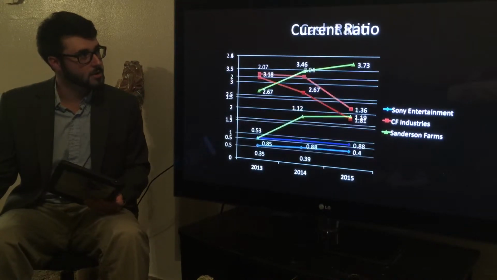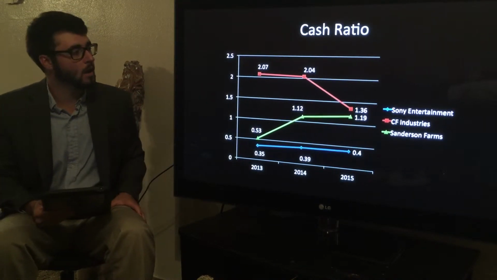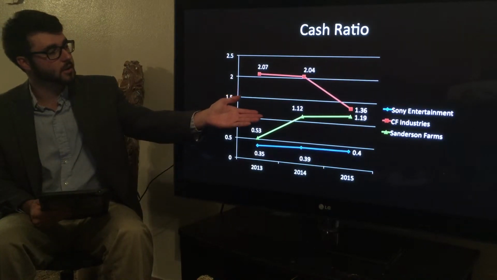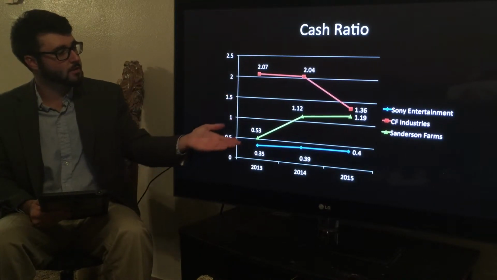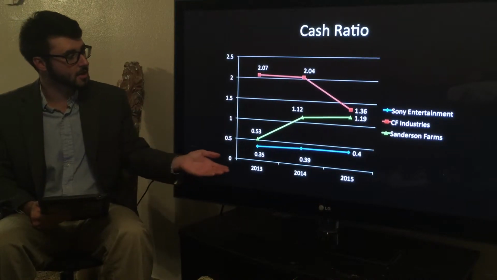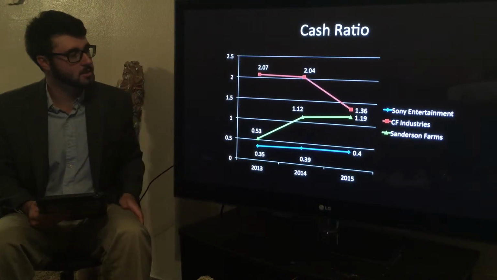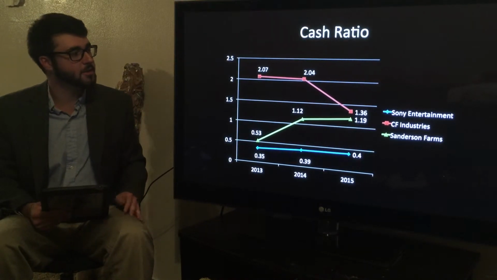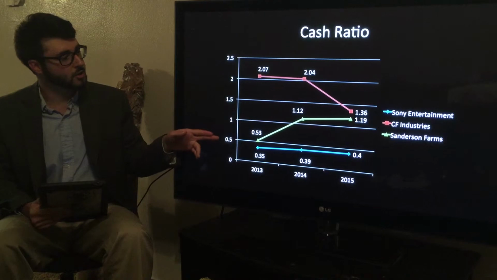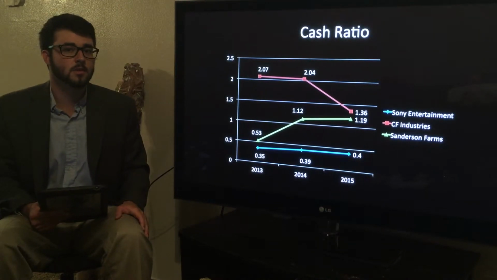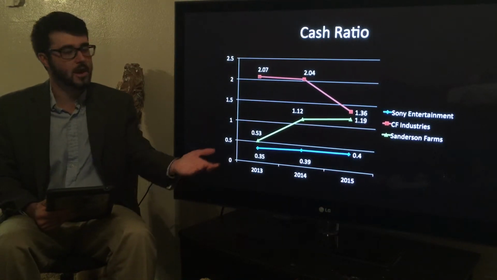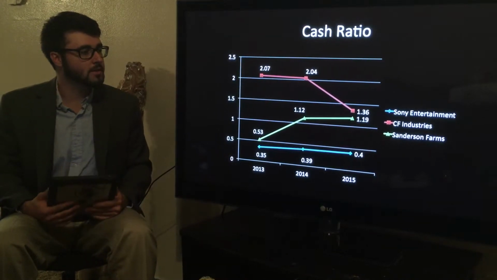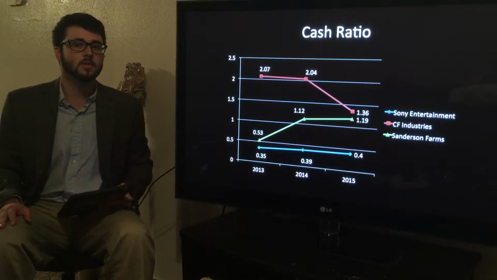The last ratio we're going to look at is the cash ratio. Once again, CF Industries is decreasing throughout the 3 years, and Sanderson Farms is increasing. Sony Entertainment is once again at the bottom, staying basically the same. As you can see, CF Industries currently has a better cash ratio, but if you look at the trend on the graph, Sanderson Farms, I would predict, is going to pass them up by next year. And based on these 3 graphs, I'm going to have to give the short-term loan to Sanderson Farms.